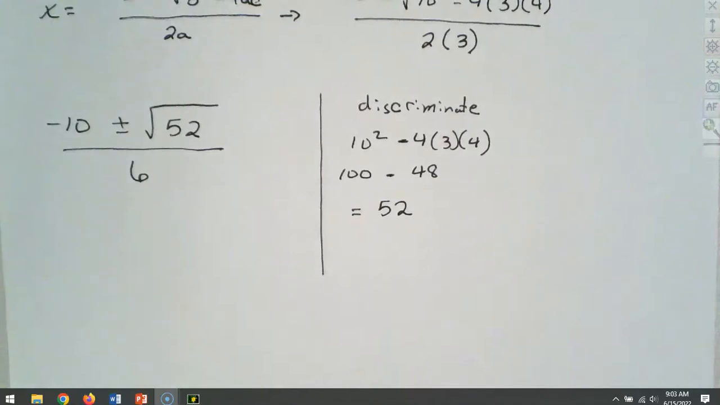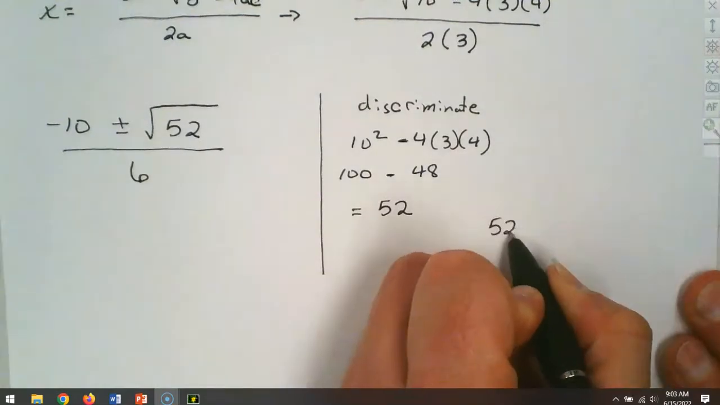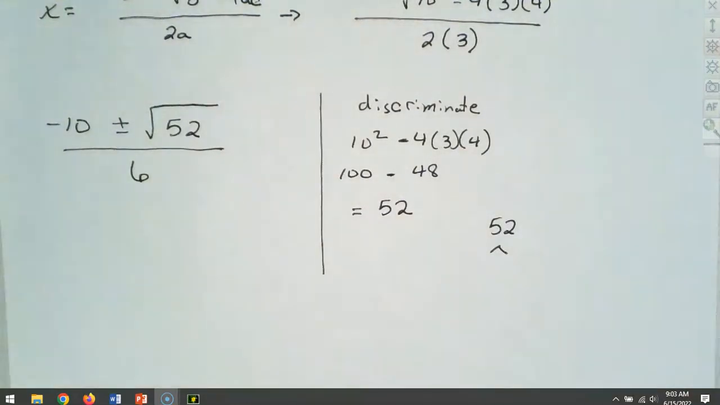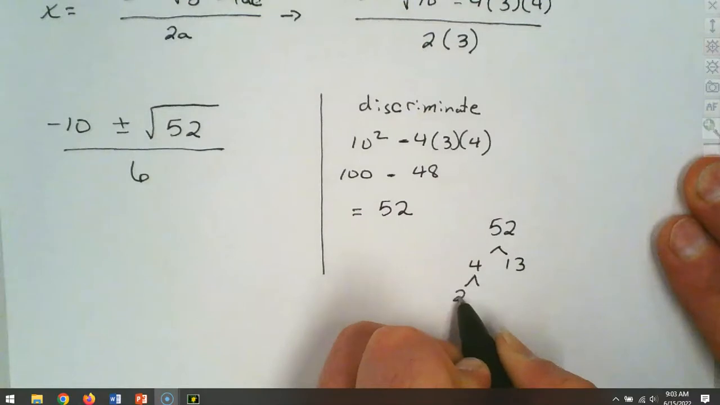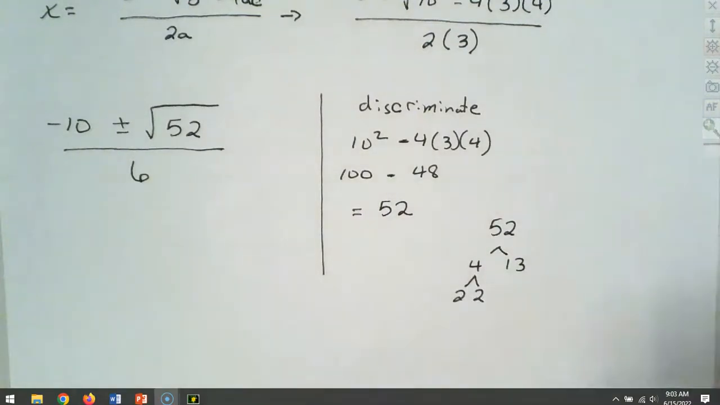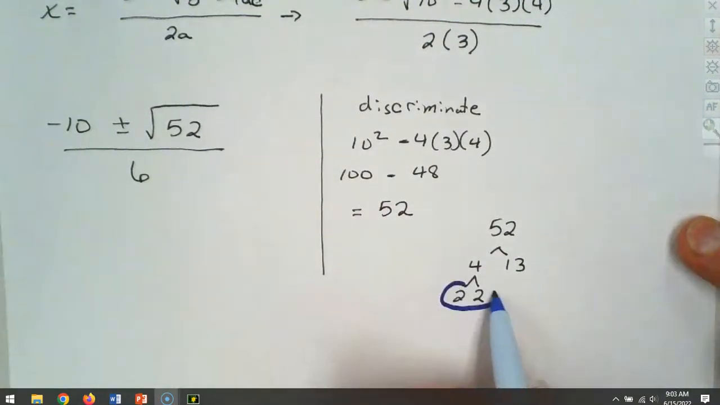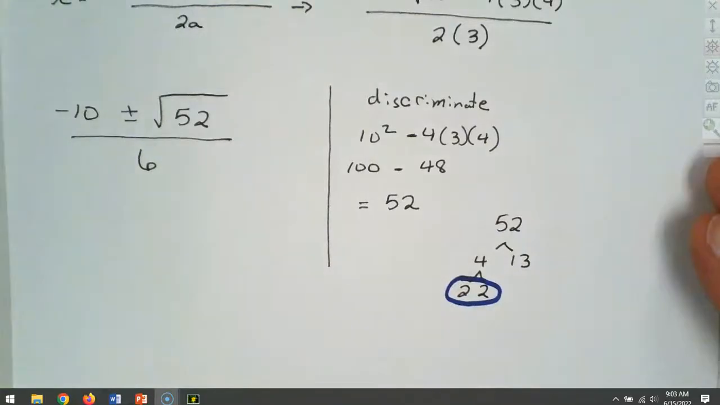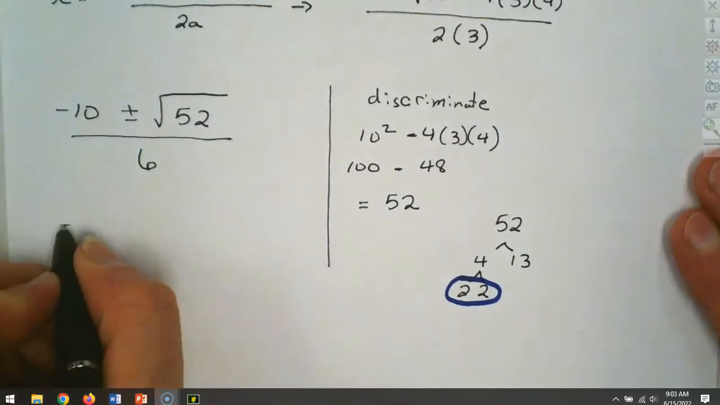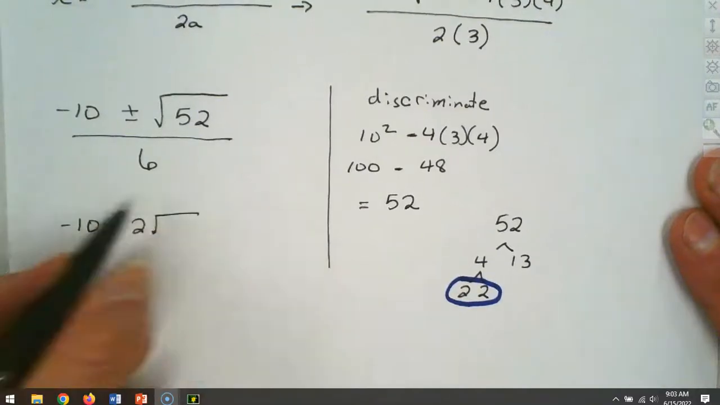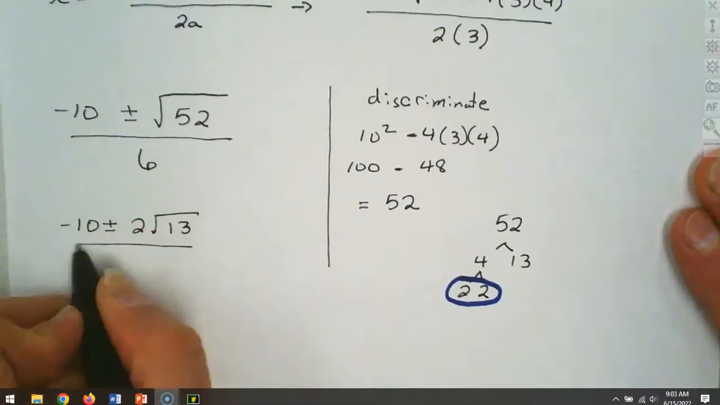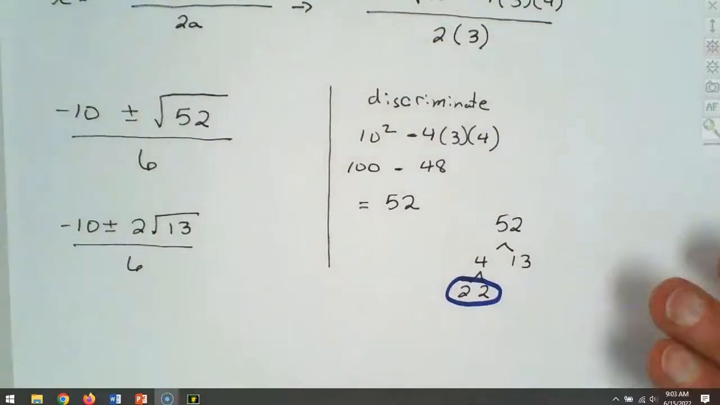Ours stayed positive here. We need to break up that 52 if possible. 52 is an even number, so let's see if 4 will go in there. We could use 4 and 13, and then 4 is 2 and 2. So rewriting, we now have minus 10 plus or minus 2 square root of 13 over 6.